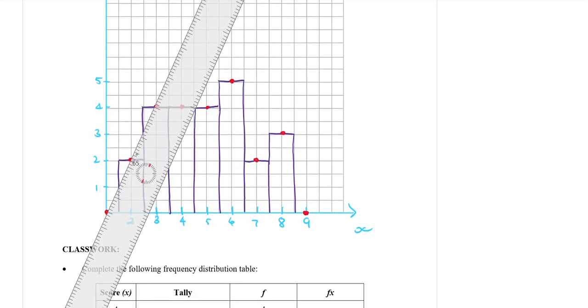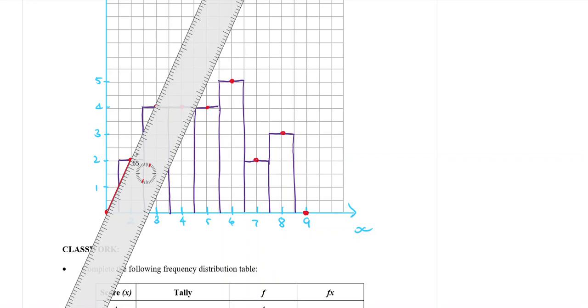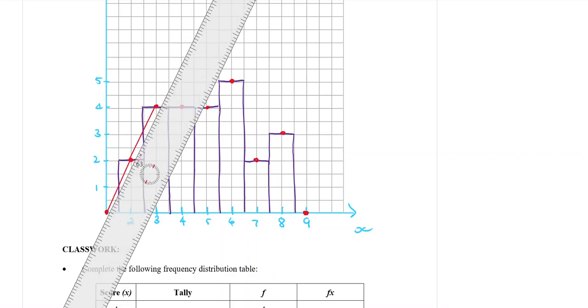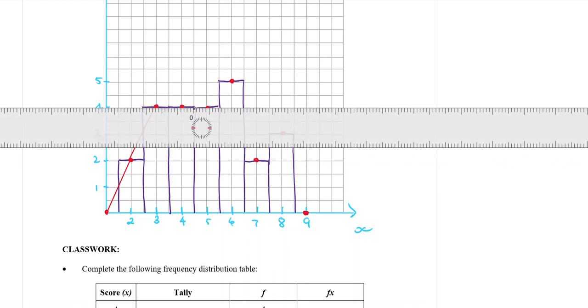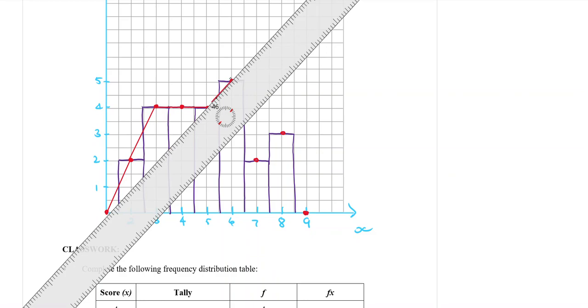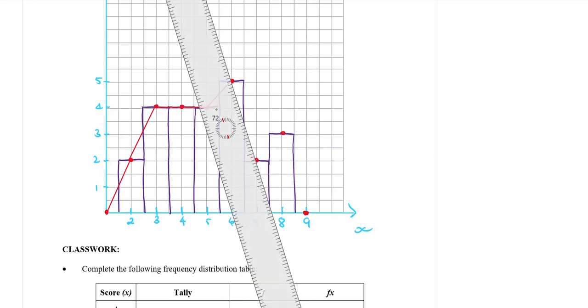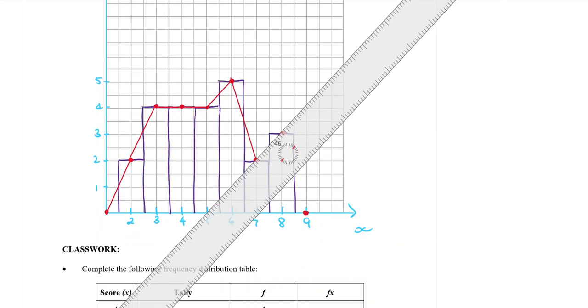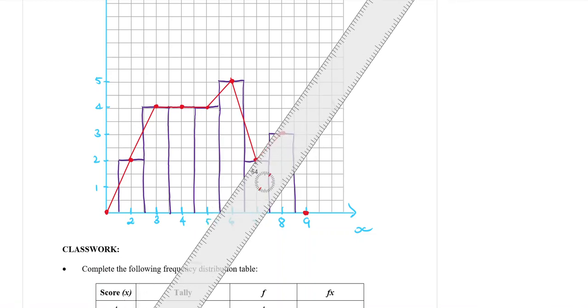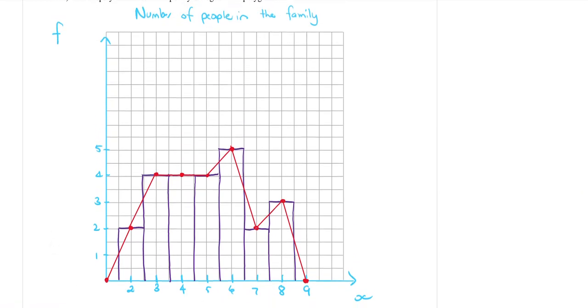It won't let me draw it. Might have to freehand it, won't let me use my ruler. Try again. There we go, that's better. Okay, so that is what it should look like.